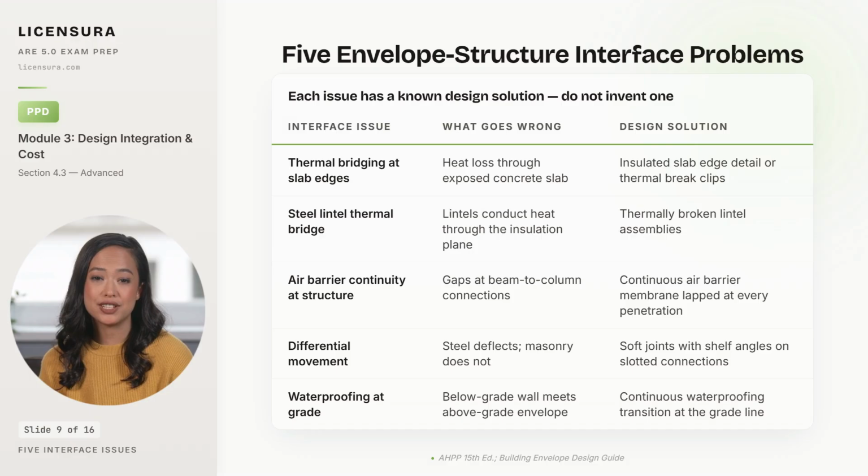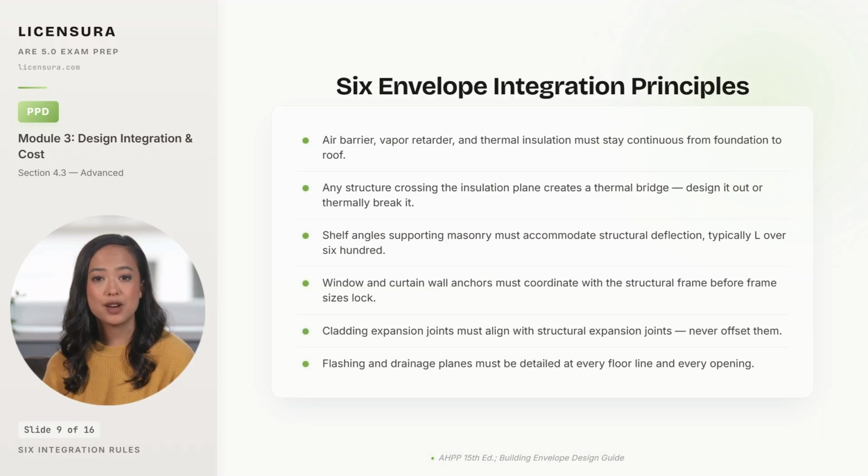6 integration principles run underneath those 5 fixes. They are the rules every wall section has to obey. 6 principles govern every legitimate envelope structure detail, and the exam treats them as testable rules rather than guidelines. First, the air barrier. The vapor retarder and the thermal insulation must stay continuous from the foundation to the roof.